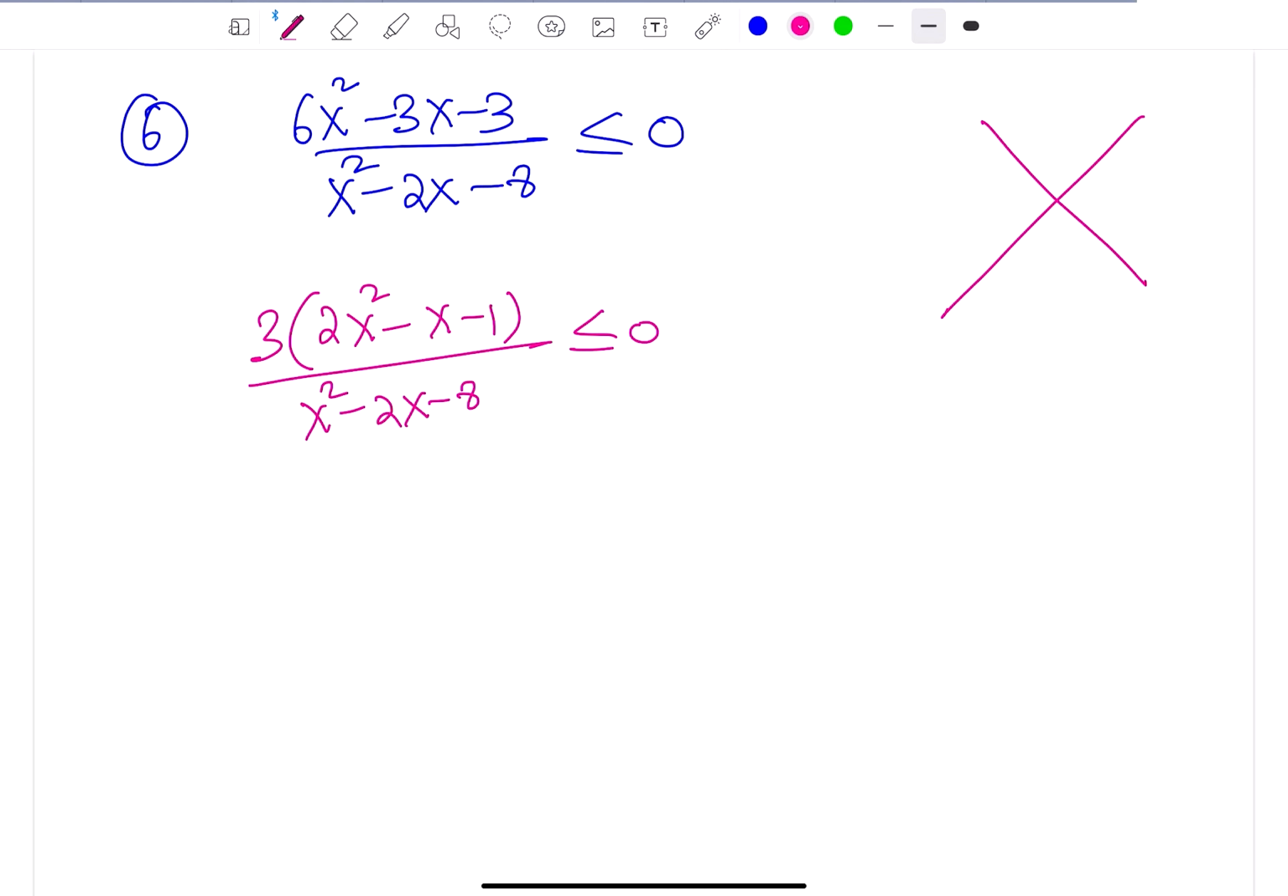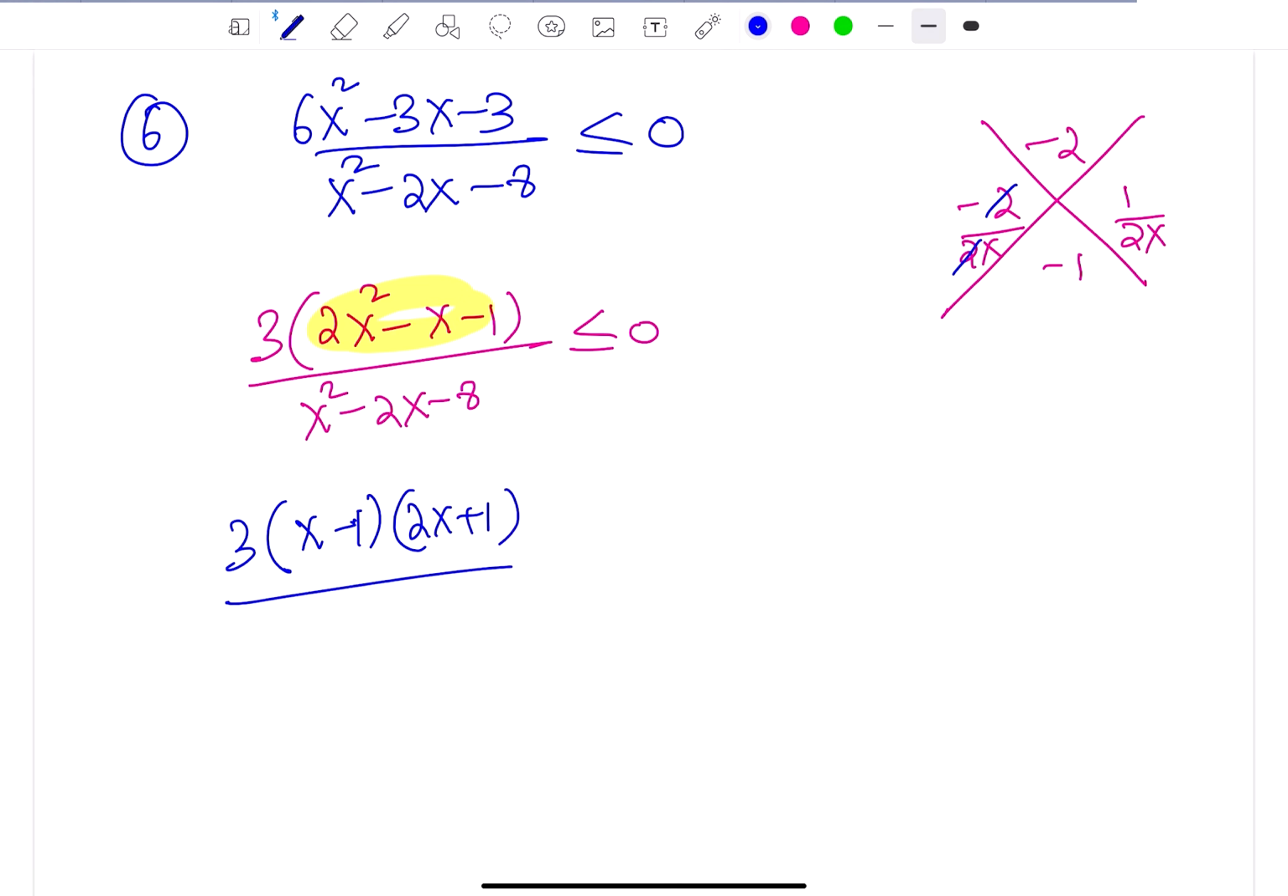Let's go ahead and factor the inside expression. Two numbers that multiply to give me negative 2 and add up to give me negative 1 are negative 2 and 1. Divide them both with the 2x and 2x. So I'm using the bottoms up method to divide them. So my factors become x minus 1 and 2x plus 1, divided by two numbers that multiply to give me negative 8 and add up to give me negative 2, which are x minus 4 and x plus 2.